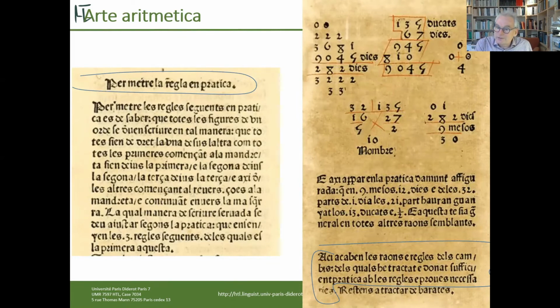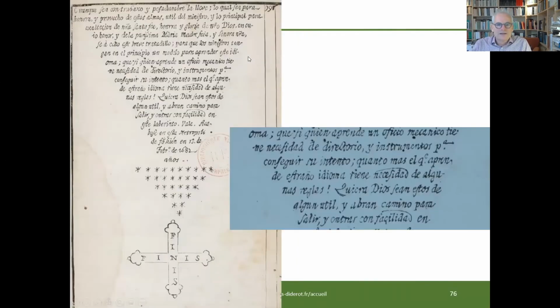But in those Filipinian grammars, you have seen there was a very important place for the practical part. And they have also rules as a normal grammar has. So here again, the first citation where I started with, oficio mecánico tiene necesidad de directorio. It's necessary, really. We need them and those rules. We need instruments. And of course, cuanto más el que aprende extraño idioma, tiene necesidad de algunas reglas.